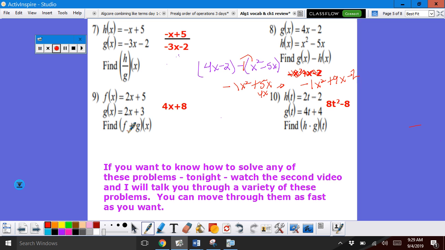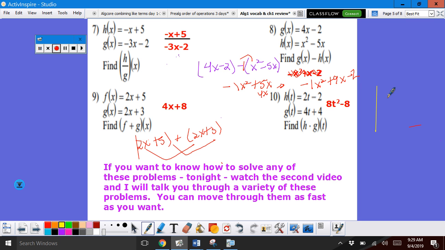Same thing on 9. They want me to add. So 2x plus 5 plus 2x plus 3. If I take care of my like terms, I'm going to come up with 4x plus 8. All right, now 10 is a little bit more challenging.